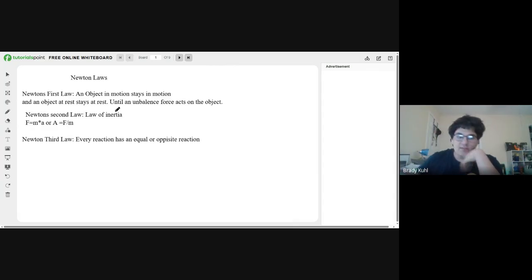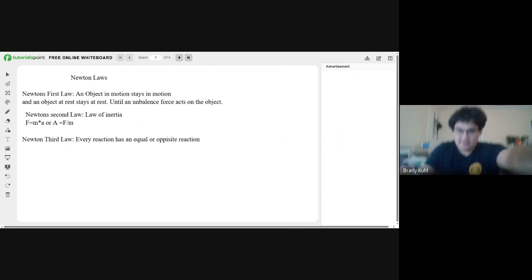The first law is the law of motion. An object in motion stays in motion, and an object at rest stays at rest, unless an unbalanced force acts upon the object. Example: the duck stays in motion. This rubber ducky, oh, one of my friends got me this. The rubber ducky stays in motion until an unbalanced force acts upon it.